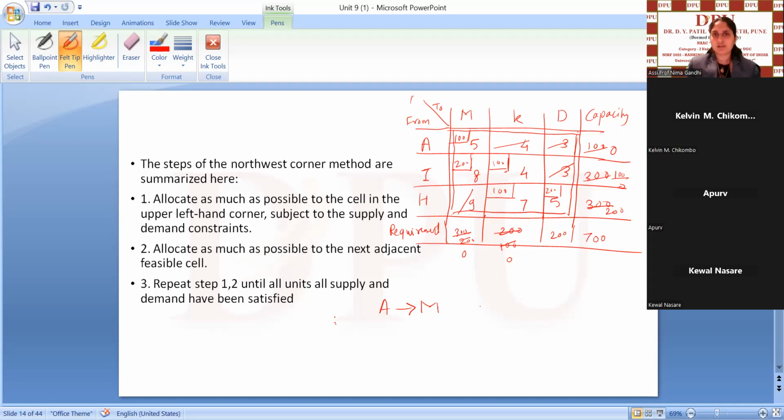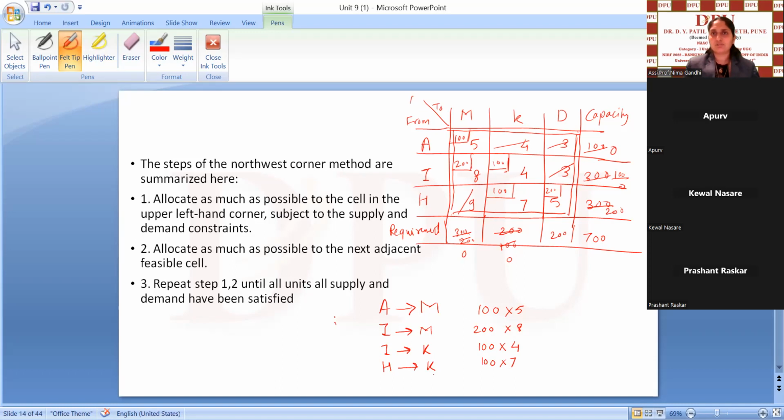So what is the total cost? 100 into 5. Then the allocation is from Indore to Mumbai. What is the cost? 200 into 8. Then the next allocation is Indore to Kolkata. What is the transportation cost? 100 into 4. The next allocation is from Hyderabad to Kolkata, 100 into 7.